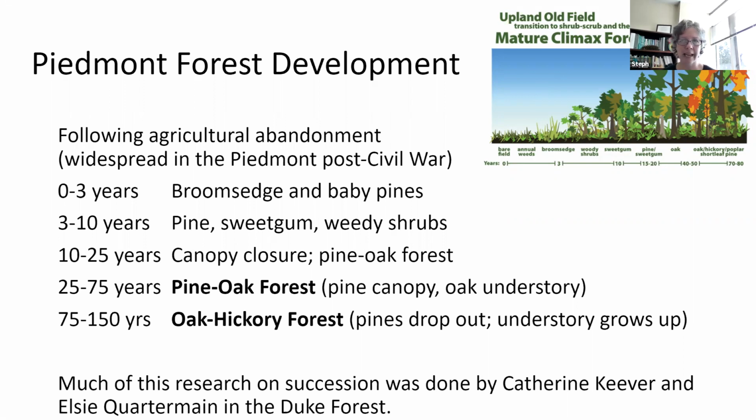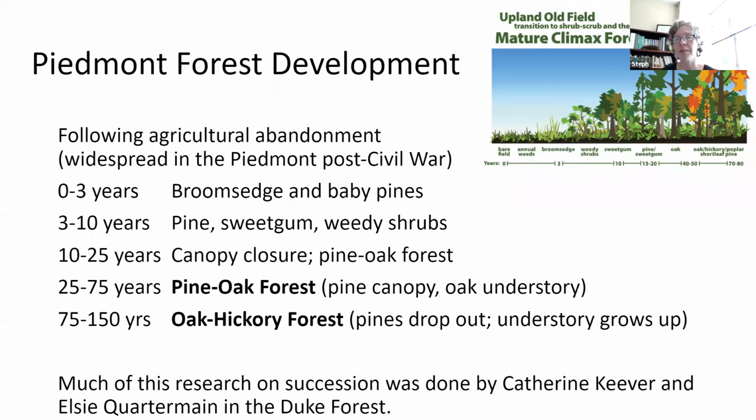So you can predict the age of a stand based on the kinds of trees that are there. When you have a pine canopy and oak understory, this is like much of the Schenck Forest and much of Umstead Park, right? You can say that it's 25 to 75 years old, and then beyond that, you have an oak hickory forest developing, right? So the pines are not as long-lived as oaks, and so eventually they'll start coming down in storms and other things.